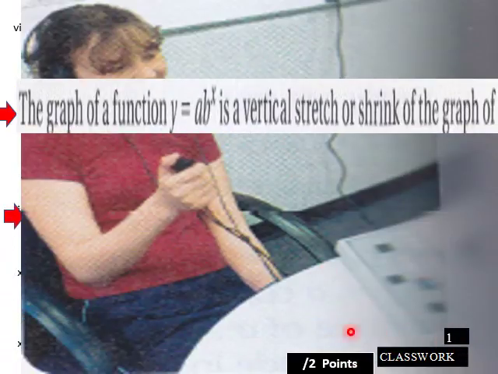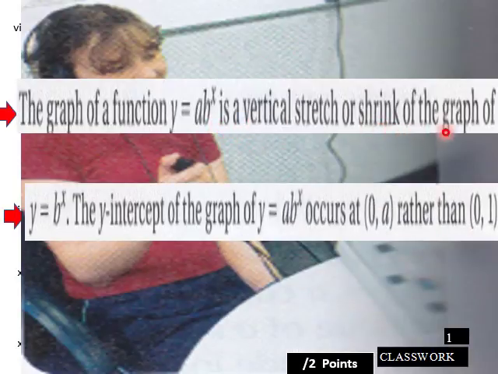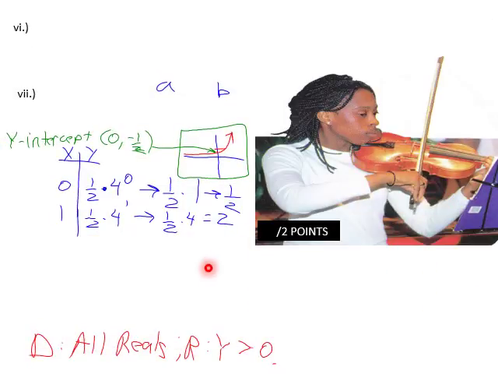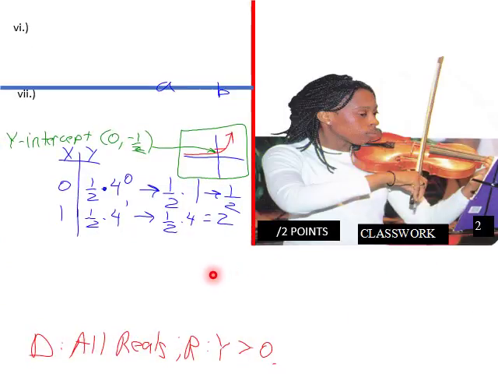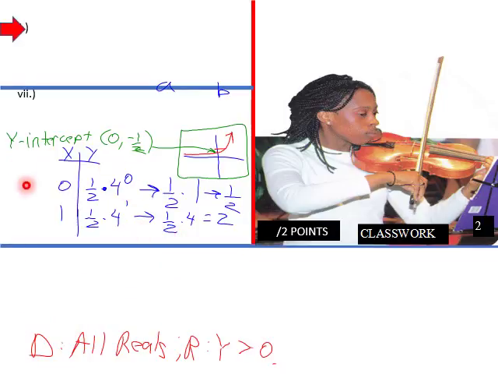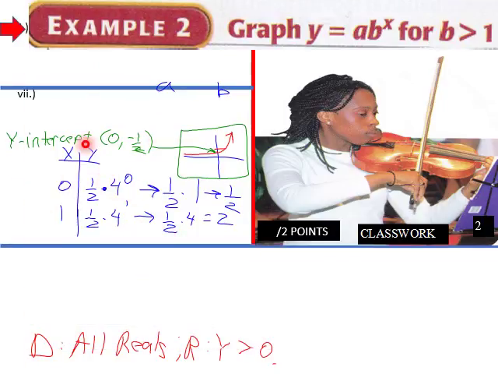So, page 1 on your classwork sheet: the graph of the function y equals a b to the x is a vertical stretch or shrink of the graph of y equals b to the x. The y-intercept of the graph of y equals a b to the x occurs at (0, a) rather than (0, 1). So we have a little bit of a different shape of our graph there. Here are some smartboard markings; I think they'll help here.